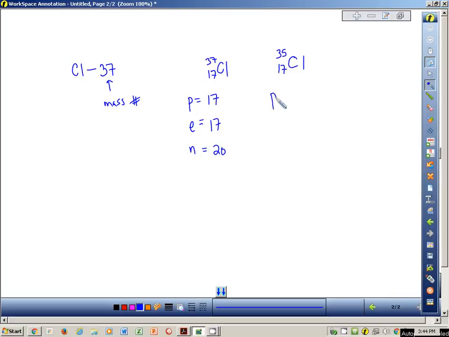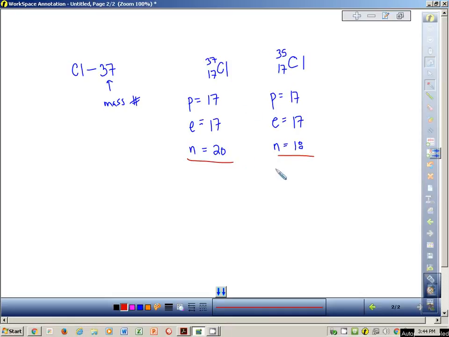This one over here has 17 protons. Since that's equal, electrons are equal, it has 17 electrons. And this one has 18 neutrons. So you can clearly see that the one thing that's different between the two of these is the number of neutrons. This one has 18, this one has 20. Otherwise, it's still chlorine. So you do isotopes exactly the same way.